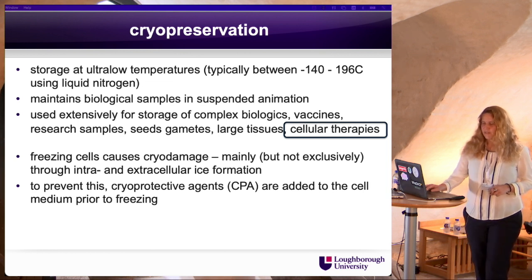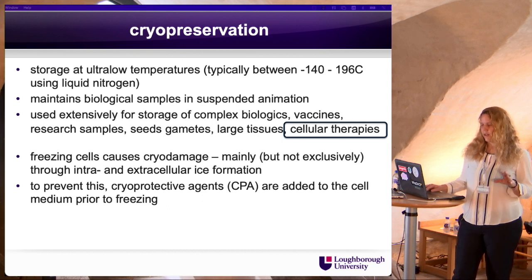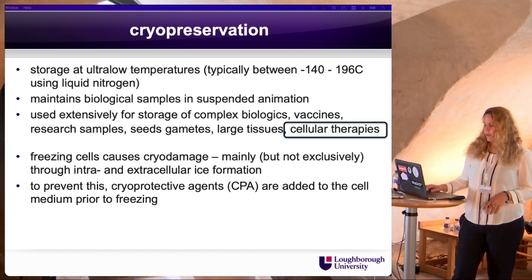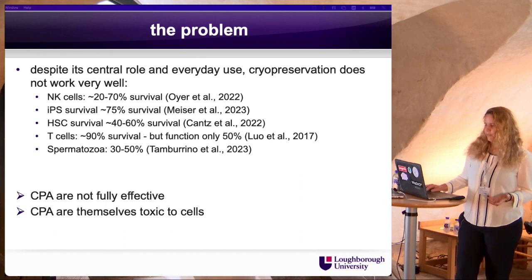Freezing cells causes cryodamage, mainly through intracellular and extracellular ice formation, but that's not the only mechanism. That's already one area where we need more work. We really don't understand everything that is going on, how cells react to this kind of damage. To prevent ice formation, cryoprotectants are added to cells. But the problem is these cryoprotectants are really not perfect.